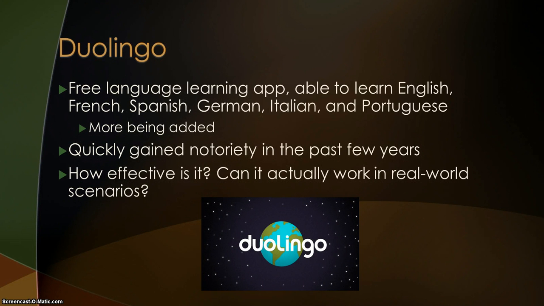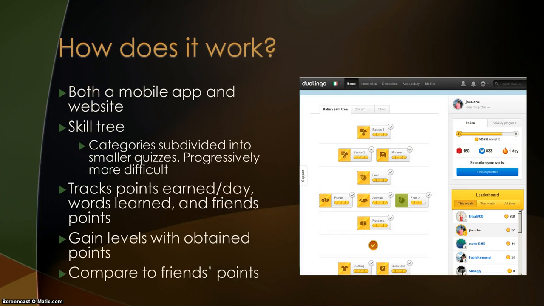So Duolingo, this program I keep talking about, is a free language learning app. You can learn English, French, Spanish, German, Italian, and Portuguese, and more are being added as time goes by. But mainly these are the ones they're looking at. And this is quickly gaining notoriety in the past few years. But how effective is it? Can it actually work in the real world? Can you talk to a native speaker and actually converse with them and learn a lot? So how does it work?